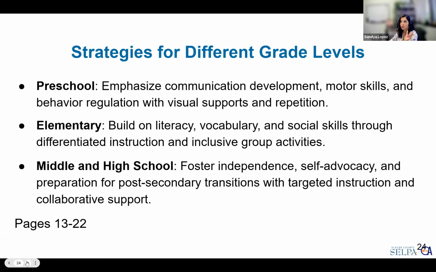So let's look really quickly at an overview of what each of the sections contains. If you have it open, pages 13 through 22 provide strategies for very specific grade levels: preschool, elementary, middle, and high school. As students with Down syndrome grow, their developmental and educational needs evolve significantly across different age groups. This section highlights tailored strategies to address those changing needs, ensuring consistent progress and inclusive learning at every stage of their academic journey. Next slide.